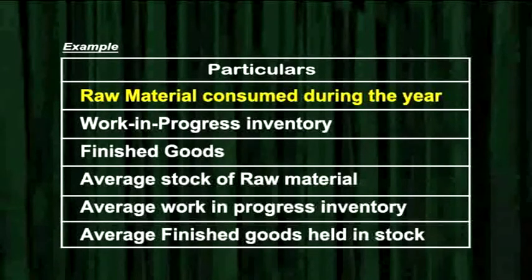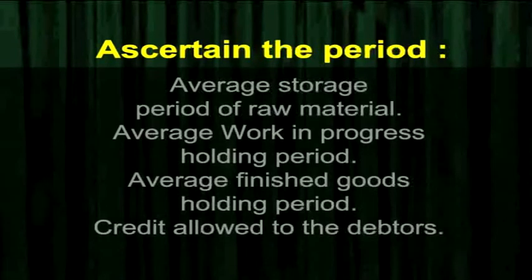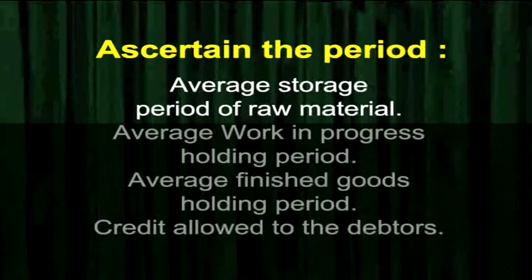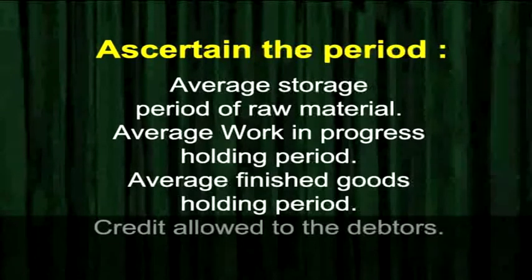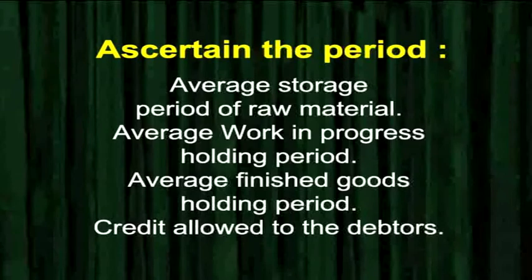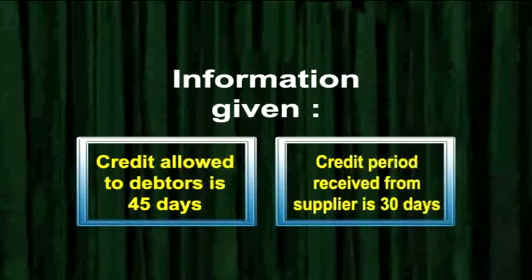The figures for raw material, work in progress, finished goods are given, as well as the average raw material, average work in progress and average finished goods are given. So we have to ascertain the period, that is average storage period of raw material, average work in progress holding period, average finished goods holding period, and also the credit allowed to the debtors. Fortunately, this is given in the question that credit allowed to the debtors is 45 days, and the credit period which we have received from the suppliers is also given as 30 days. So let's start doing the computation.